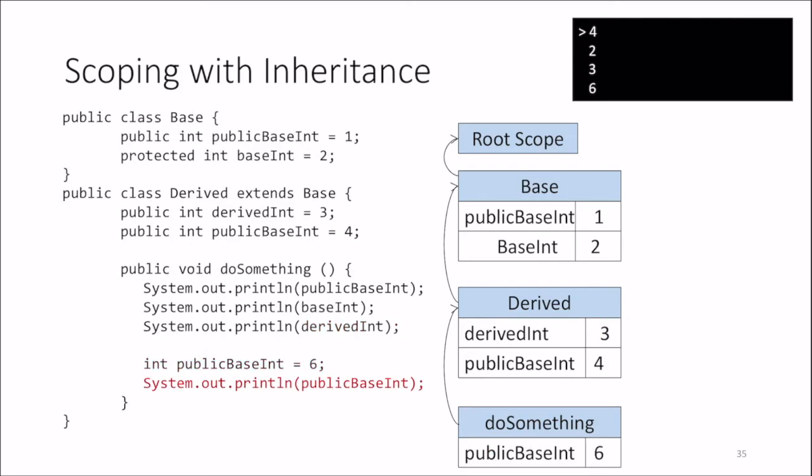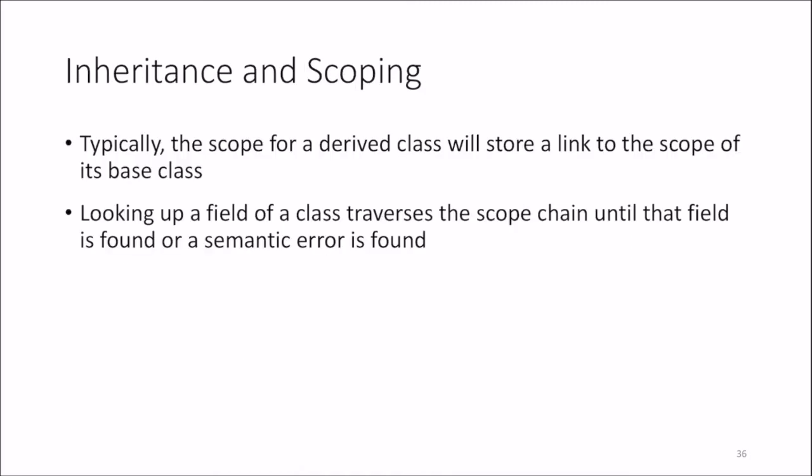Let's look at a new variable that's defined here called public base int, which is shadowing this definition over here. When I look at this print statement where I'm printing public base int, it's going to look at the closest definition, which was just from the previous line, and it prints out 6, as you can see here. So you can see that scoping interacts with inheritance in some subtle ways. Okay, let's take another example.